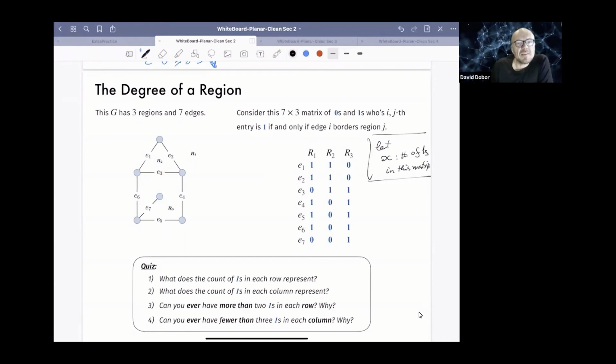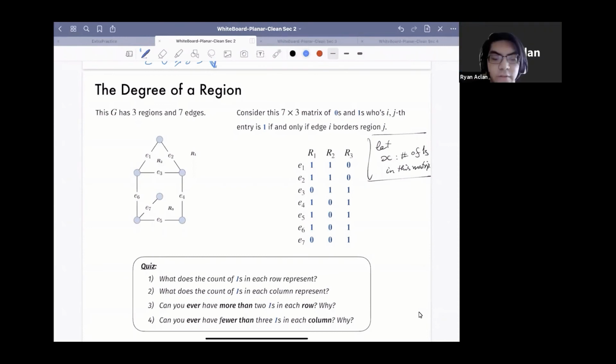Okay, is it clear what X is? X is the total number of 1s here. What I want to do is count the number of 1s first by looking at the number of 1s row by row, and then column by column. So let's start with row by row. In each row, what's the max number of 1s that I can have, and why?